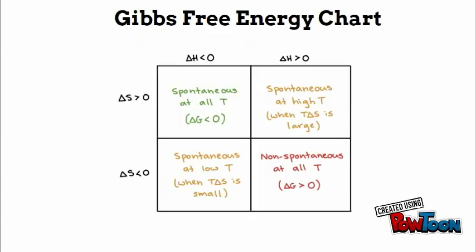So the Gibbs free energy chart will tell you if a reaction is spontaneous or not. So if the change in entropy is greater than 0 and the change in heat is less than 0, then it is spontaneous. And, well, the opposite if it's greater than 0 and greater than 0.